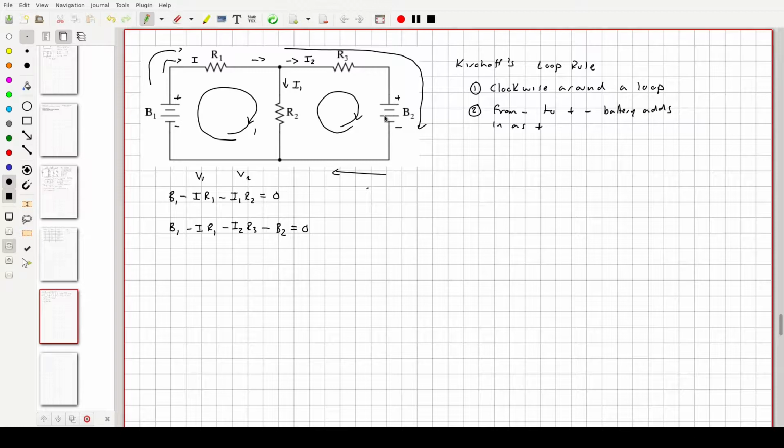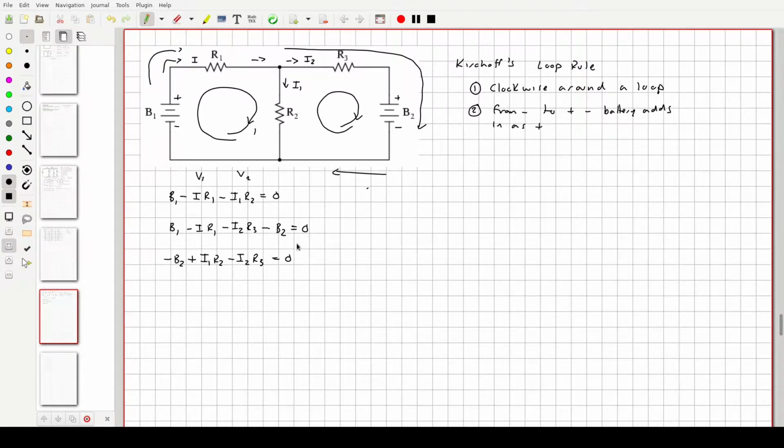From the battery, remember we go clockwise around the loop. Clockwise is this way. Clockwise gives us a minus B2 because we're going from positive to negative. We're fighting against I1. Before, we were going with it, which made it negative. Now we're fighting against it, which makes it positive. I1, R2. Going back this way, we're going with I2, which makes it negative. And then we're back to the battery, giving us 0.